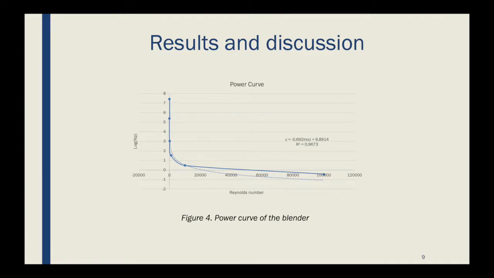As it can be seen, there is an inversely proportional relationship between the power number and the Reynolds number. Also, it can be observed that during the laminar regime, the power number presents a negative linear slope, and the turbulent regime has an almost constant power number.